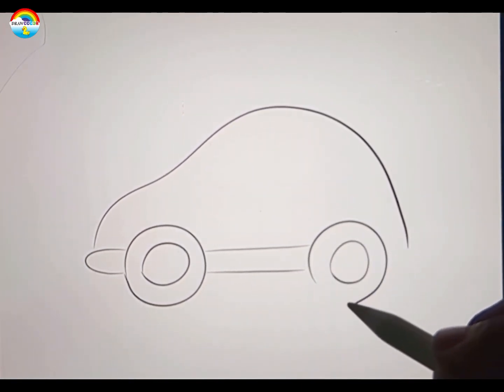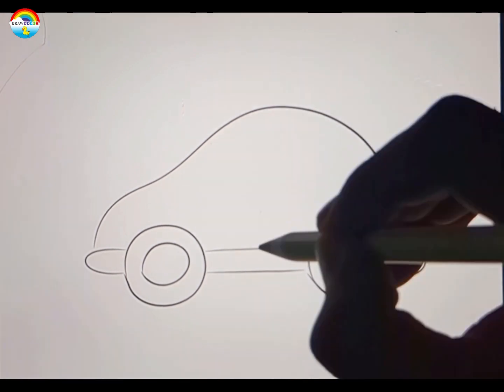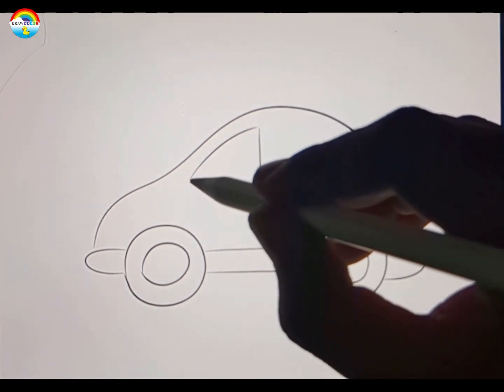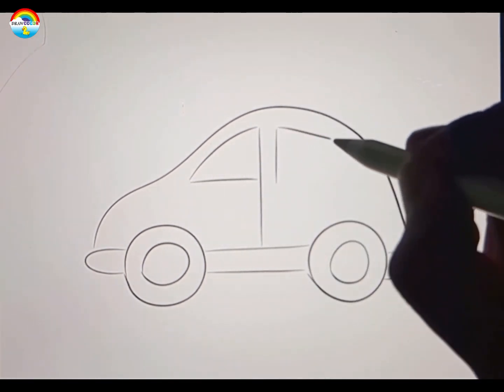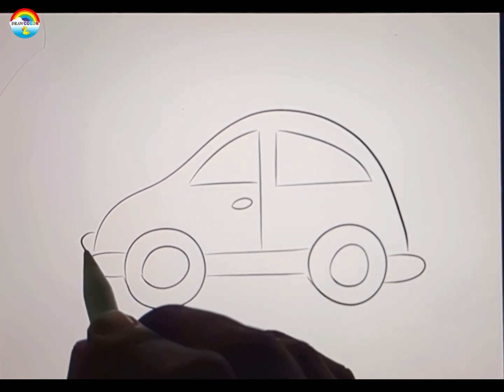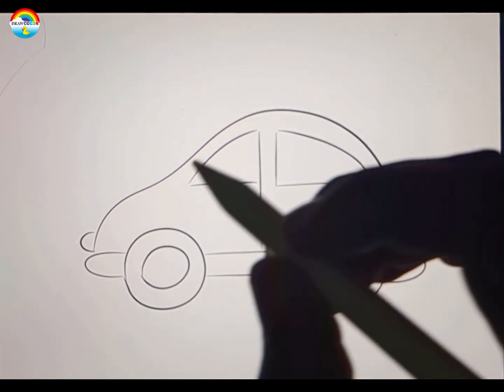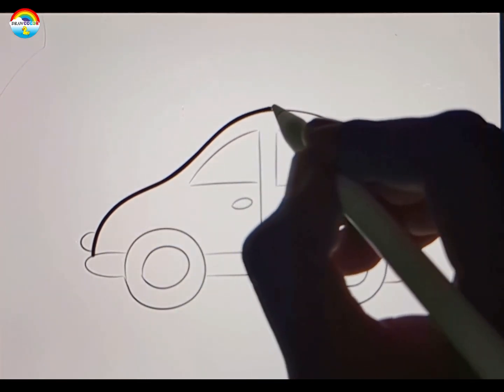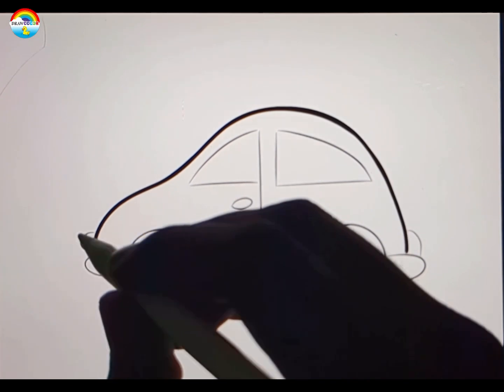A car is a type of vehicle with wheels that people use to travel from one place to another. Cars come in many shapes and sizes. Some are big and some are small, but they all have four wheels.